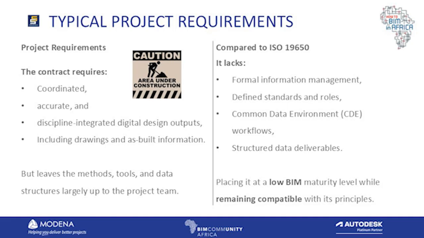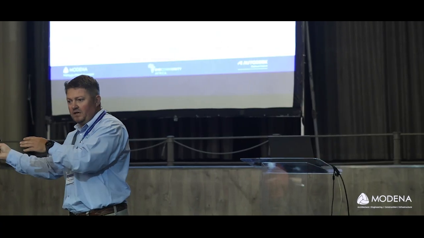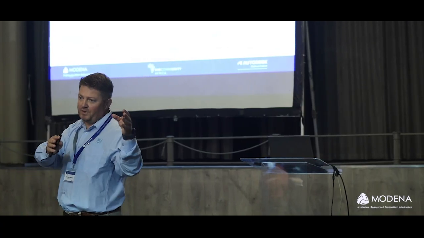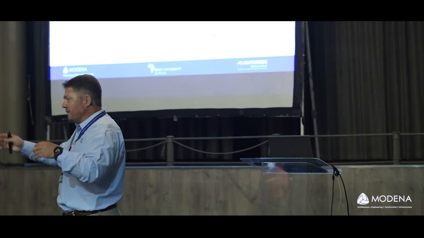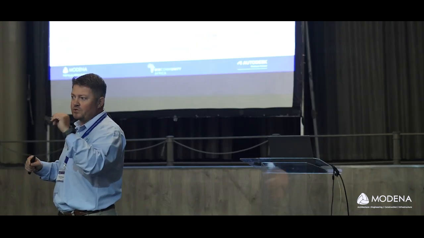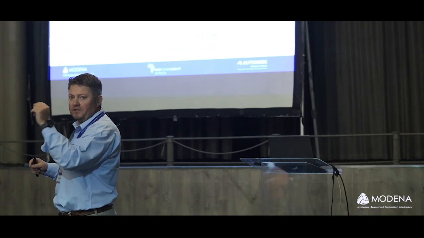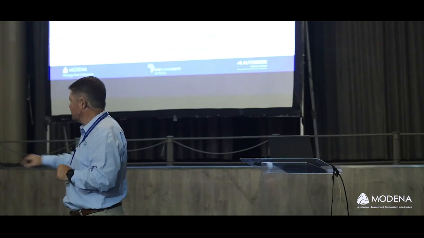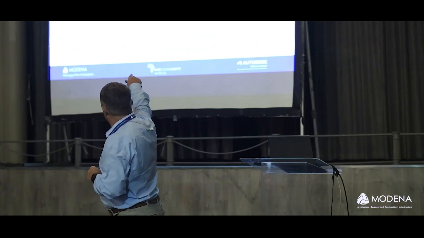The contract required coordinated, accurate, disciplined, integrated digital outputs, including drawings and as-built information, but it gives the methods, tools, and data structures logic to the project team. In other words, we want it to be digitalized, we want BIM, but we don't really know what to say, but it'd be nice if we can have something digital. But be careful to say BIM, because we don't really know how to put an EIR together. But it'd be nice. So what does it lack?